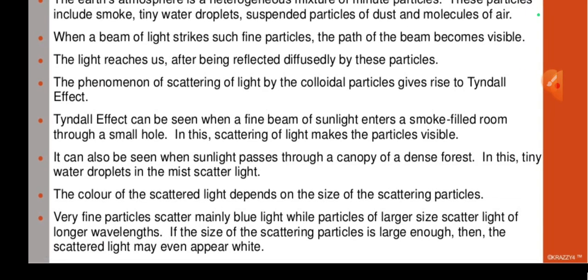It can also be seen when a sunlight passes through a canopy of a dense forest. In these, tiny water droplets in the mist scatter light.